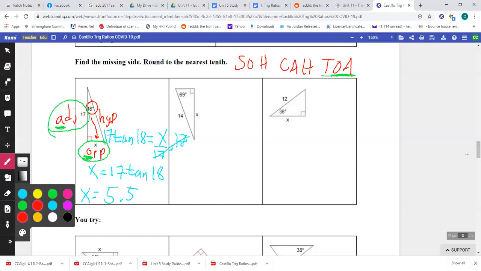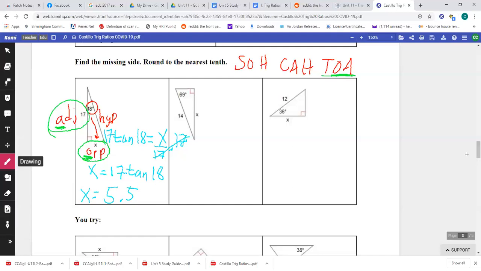Once again, let's identify the steps we are doing here. First thing, identify the angle. Then we are going to label the triangle based on the information. Remember, whatever's across from the 90-degree angle, that's your hypotenuse. Whatever is across from the angle is your opposite. And whatever is next to the angle is your adjacent.